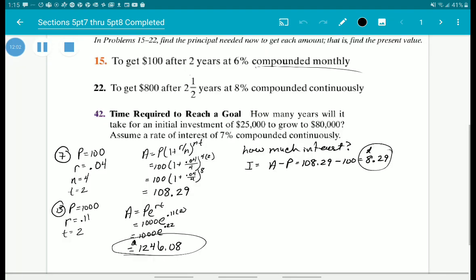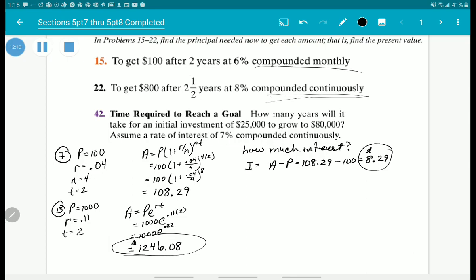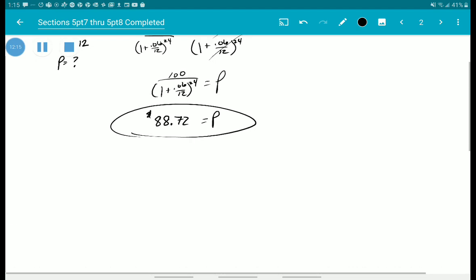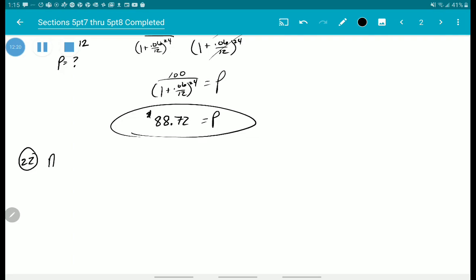Okay, let's look at 22. Same kind of thing. We want to get $800 after 2.5 years at 8%. We're compounding continuously now, so we're using a different formula, but the process is still the same. So we want to get 800. That's our future amount. Our time is 2.5 years, so we're going to write that as a decimal. Interest rate is 8%. We're looking for principal. And we're compounding continuously. So there's our formula.